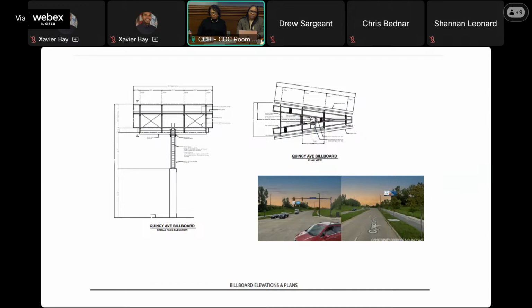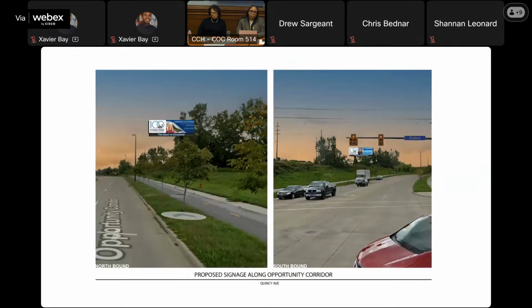Next slide, please. This shows you in context. The first one is the one going northbound. And then the other one to the right is going southbound. This is kind of a typical digital sign. I think that's the end of the slides.